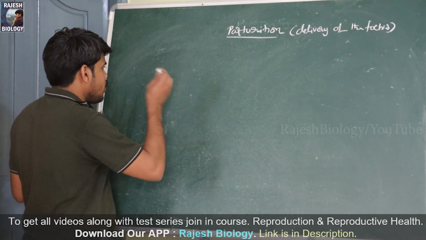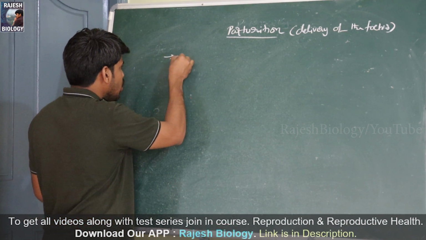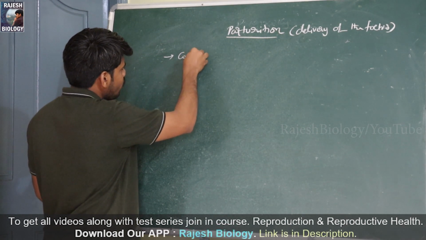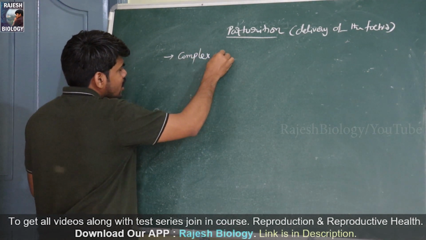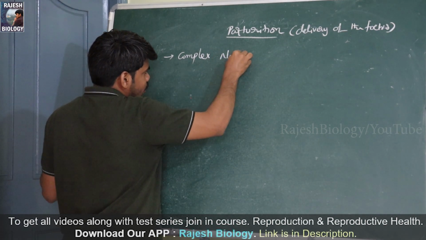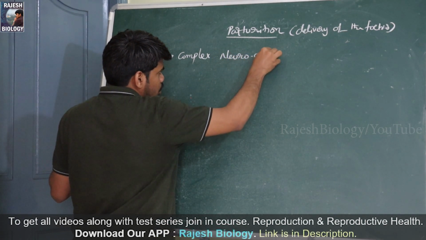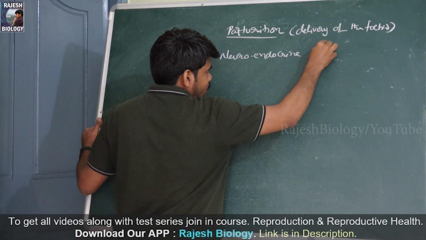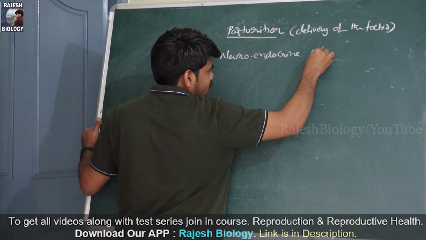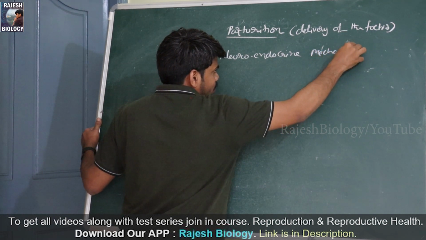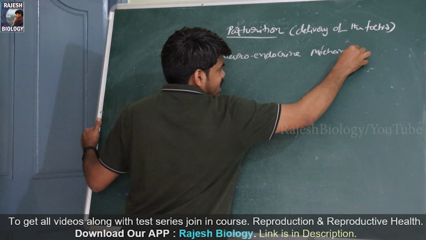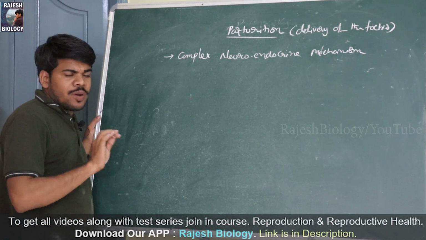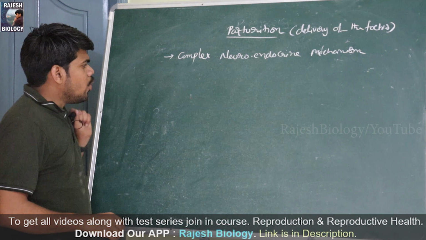Parturition. So parturition is a complex neuroendocrine mechanism, or neuroendocrine reflex, you can say mechanism. That means in this process both the nervous system and the endocrine system participate. Okay, how will it be?